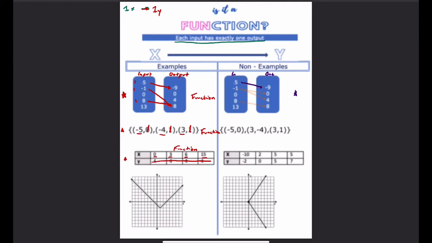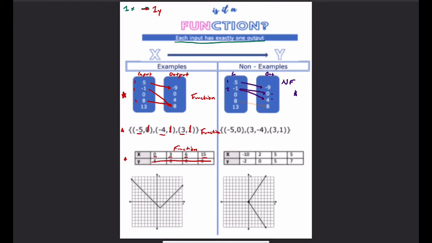Right here, one line. But look at this -1. How many lines do we see coming out of -1? We see 2. So this is saying for one input, there are 2 outputs. For this -1, there's 2 answers here. That right there is not a function.